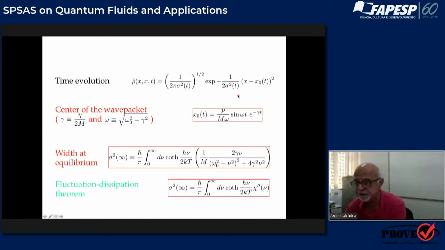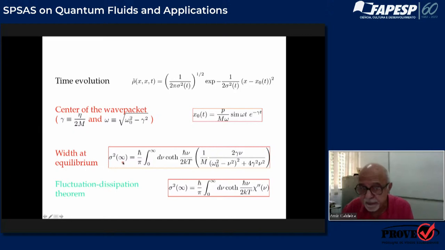I have one Gaussian initial state, and it will be Gaussian always. But then I will have this center, which is time dependent, and that's the width of the Gaussian, also time dependent. And this time dependence turns out to be exactly what we expect from classical physics. The center of the packet evolves like the center of a particle that I give a kick in the harmonic potential, and that's it. So it's a simple classical model. We expect that because all of my modes and the particle itself is harmonic. So that's what we have. And these guys here, that's the relaxation time, eta by 2m, and this modified frequency omega naught squared minus gamma squared that we know from classical physics.